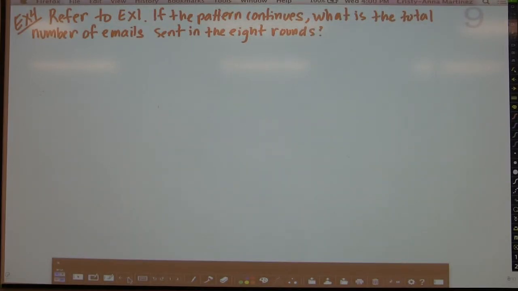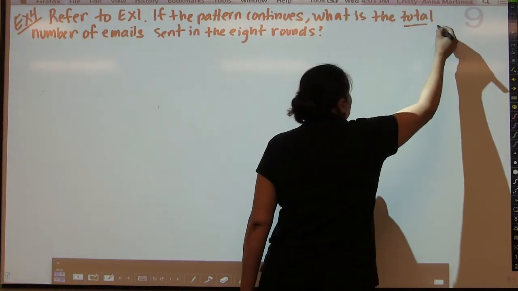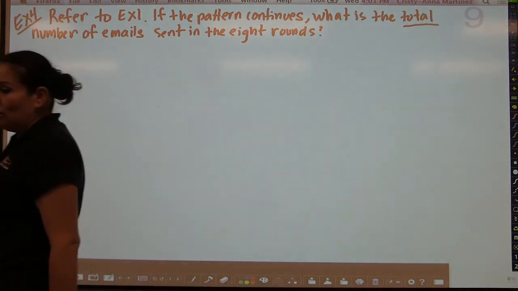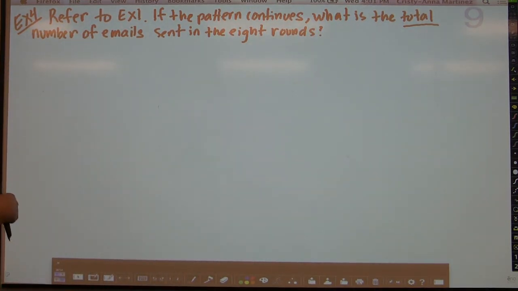It says to refer to example 1. And if the pattern were to continue, what is the total number of emails that were sent in the 8 rounds? So remember, in example 1, we found how many emails were sent in just the 8th round. And that value, if you recall, was 390,625. But at this point, we want to know how many total emails were sent in all 8 rounds combined, not just the 8th round. How many were sent in the 1st round, in the 2nd round, in the 3rd round, all the way up to the 8th round. So now we want to add up all of those terms from the sequence.